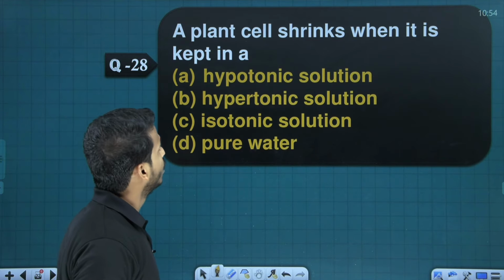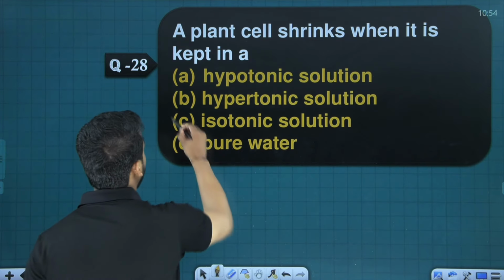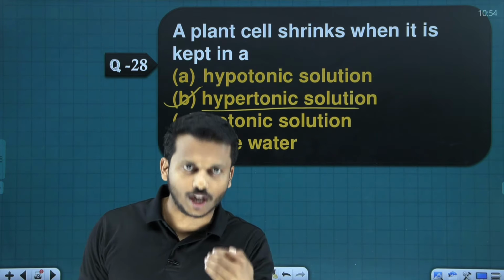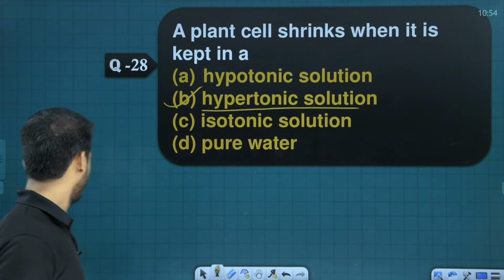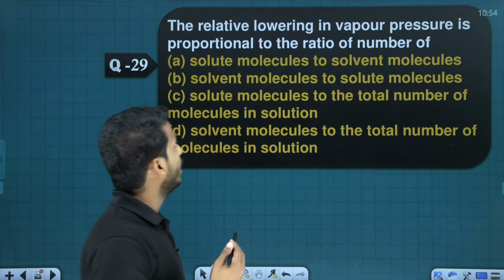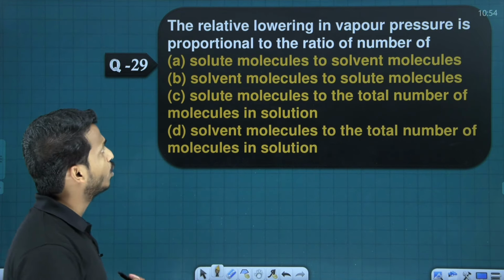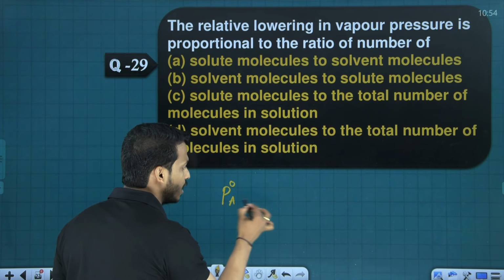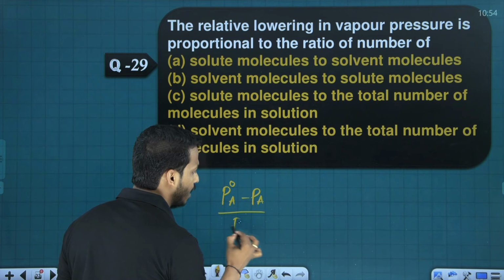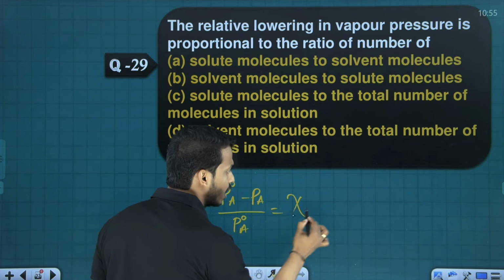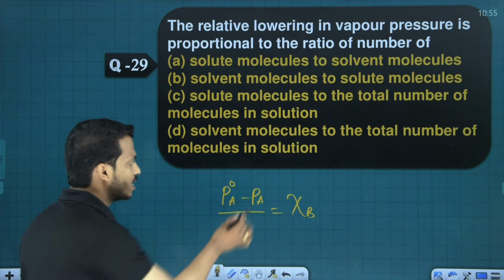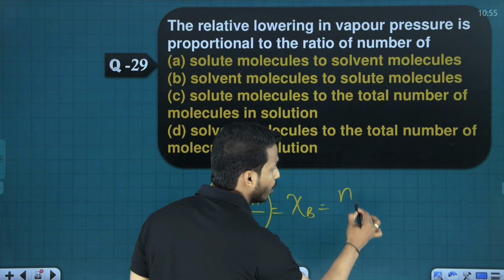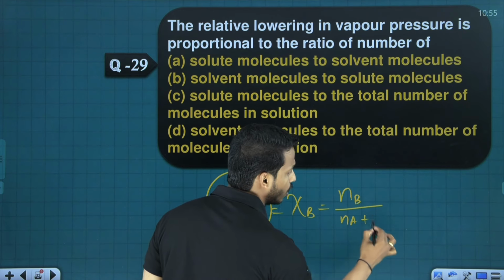A plant cell shrinks when it is kept in hypertonic solution. In hypertonic solution, the cell shrinks. In hypotonic, it swells. The relative lowering in vapor pressure is proportional to the ratio of the number of what? We know relative lowering of vapor pressure is given by P naught A minus PA by P naught A, which is equal to chi B. What is chi B? Number of moles of B divided by total number of moles.